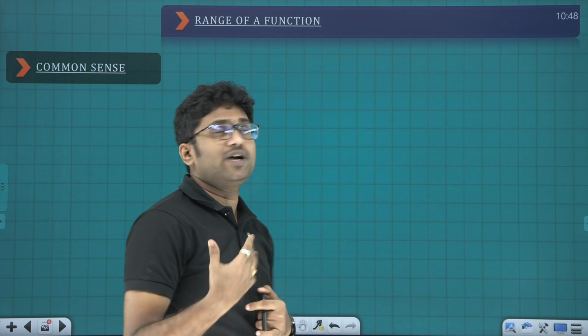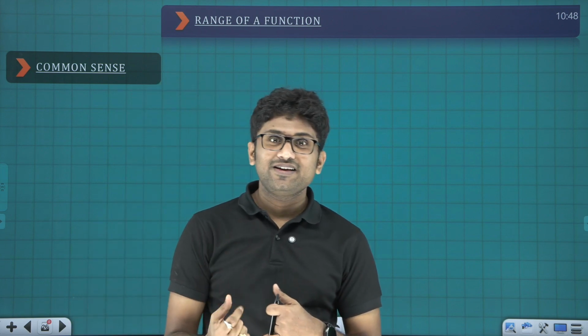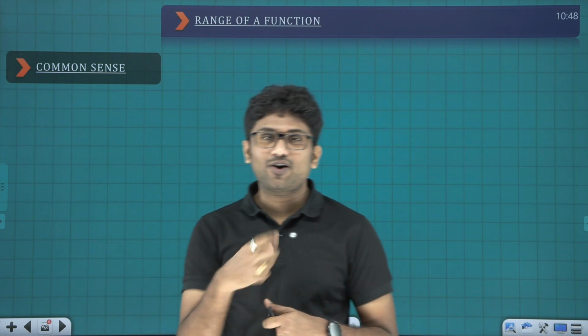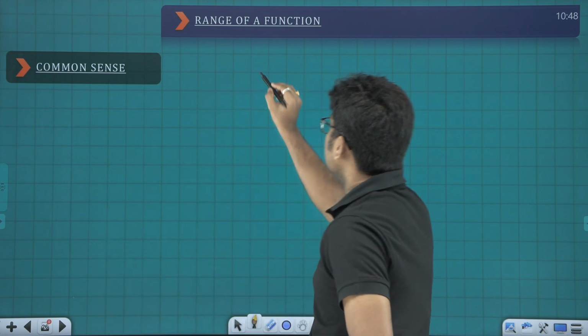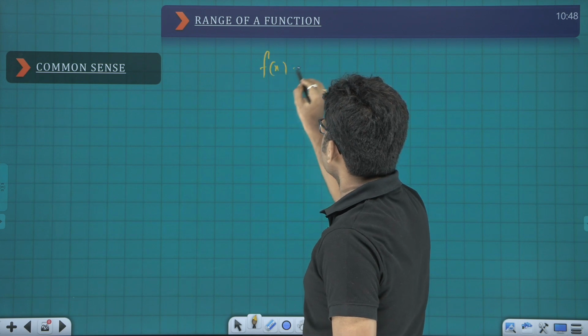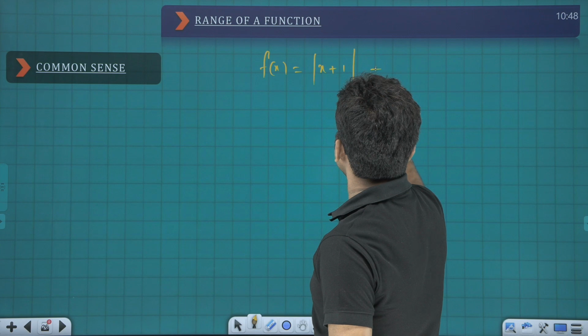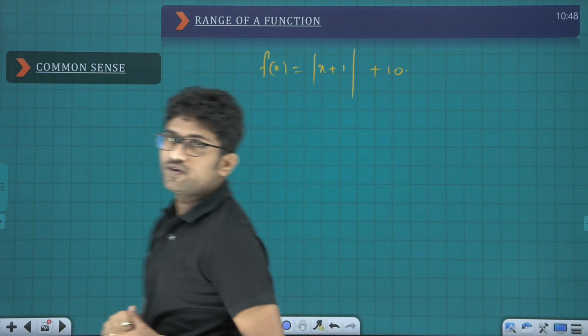There are different ways of finding the range, friends. First, by using common sense. I know you'll be smiling the moment you look at this. Common sense means, see this, friends. We have a function f of x equals mod of x plus 1, plus 10. Mod of x plus 1 plus 10.